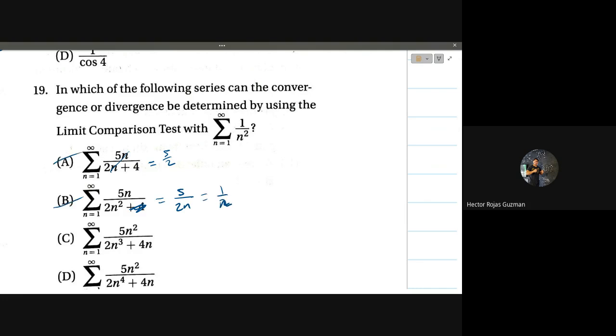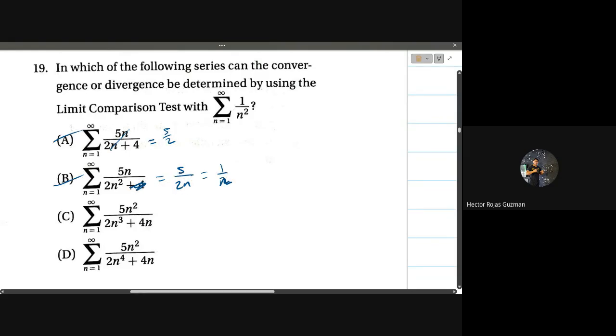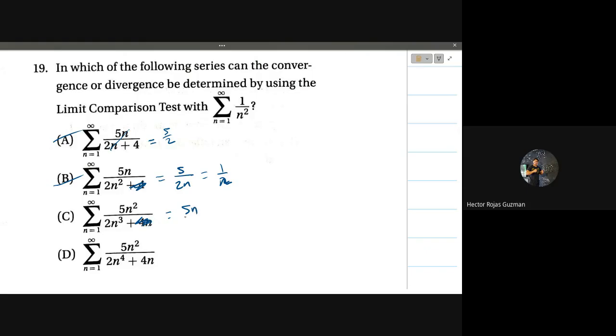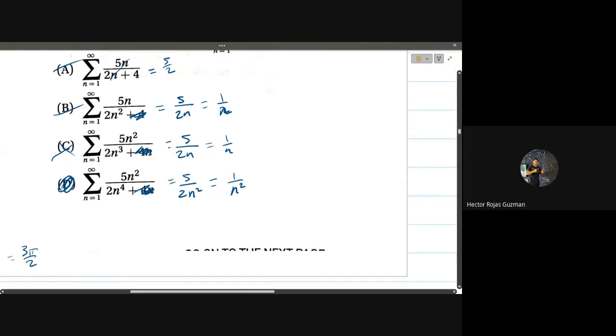So, no. C, again, ignore the small fry. Simplify the power functions. 5 over, nope, just 5. 5 divided by 2n, which again really could be 1 over n, so no. D, ignore the small fry. Simplify the power functions. n squared and n to the power of 4. That simplifies to this. And technically, you can even ignore the coefficients. So yeah, it's going to be D. That's the one we can use the limit comparison test for.